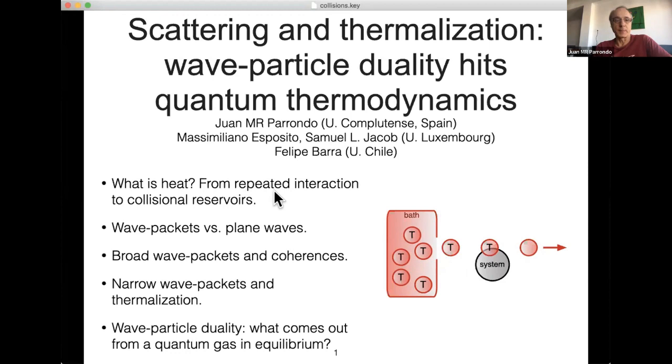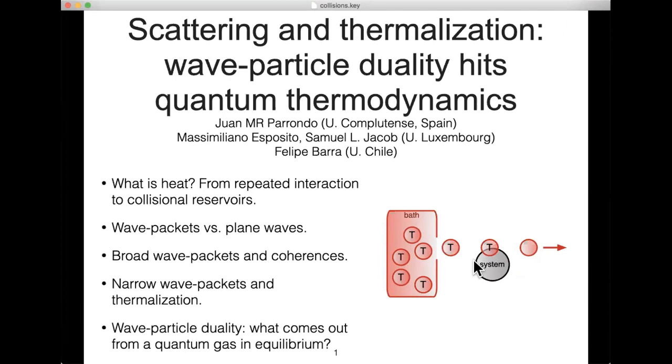So we try to solve these problems, and one of the main ideas was to reproduce this situation in a full quantum formalism. And then the problem becomes a collision problem, a scattering problem.